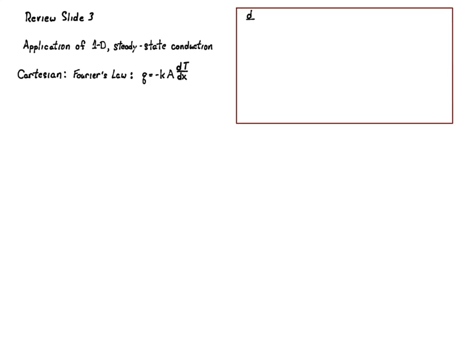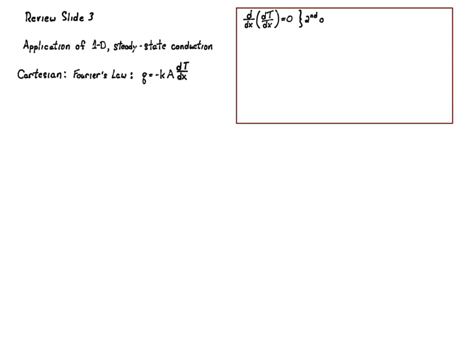Alright, in this third review slide, we're going to look at an application of what we've already been doing, 1D steady state conduction. So we're going to start with the Cartesian form of Fourier's law, written as Q equals minus kA dT/dx. And of course, what we've been discussing is that this is the term that we need to be able to evaluate. So we've just utilized the heat equation to develop a methodology for finding what the temperature field is. And we'll start here.